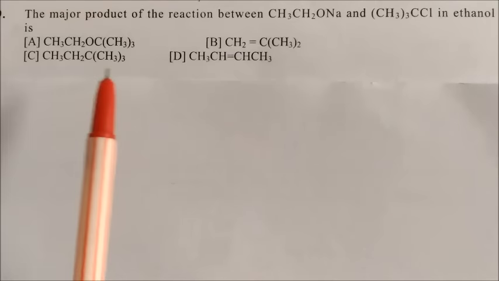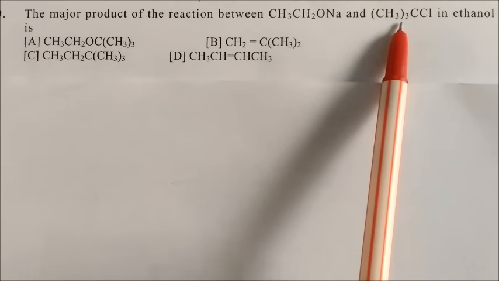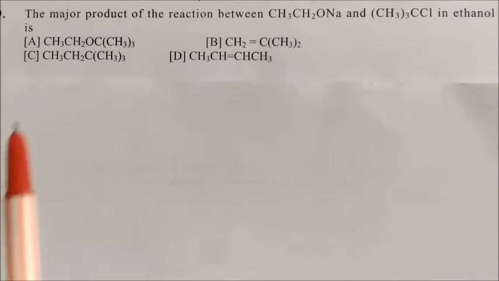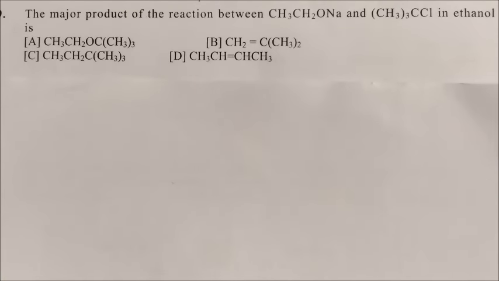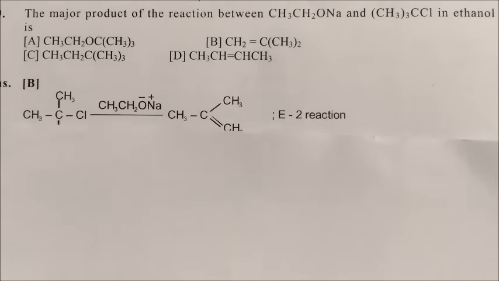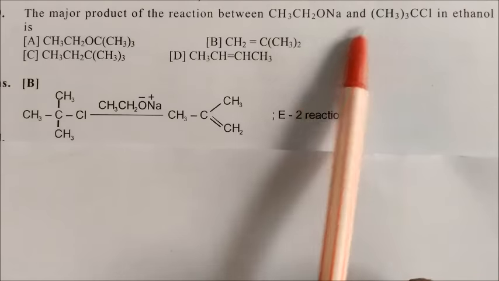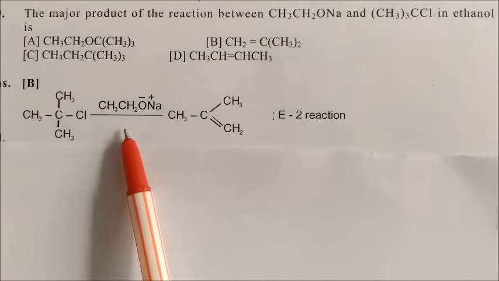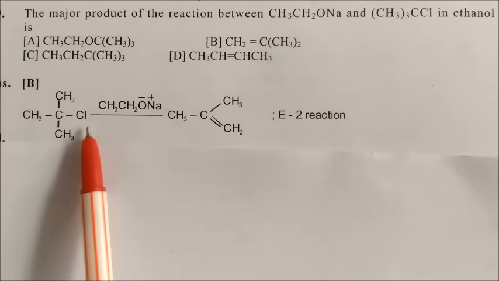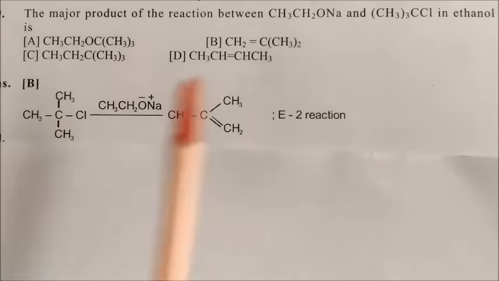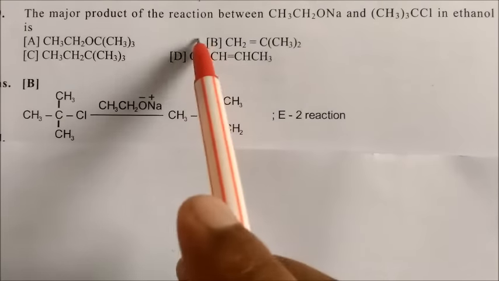The major product of the reaction between sodium ethanoate and (CH3)3CCl in ethanol. So this is your compound. What is the product? We have 4 options. If you see carefully, this is a tertiary carbon, and it is reacting with sodium ethanoate. So this is a kind of E2 elimination reaction. This is the Cl, and 1 hydrogen will be eliminated, and it will form an alkene. So we will get this product. So our answer is B.